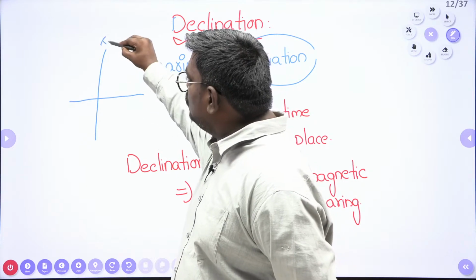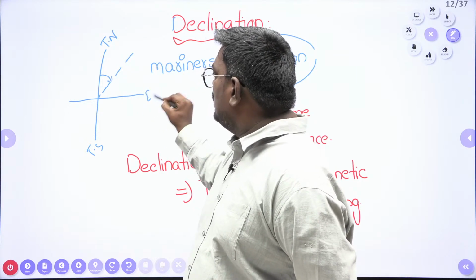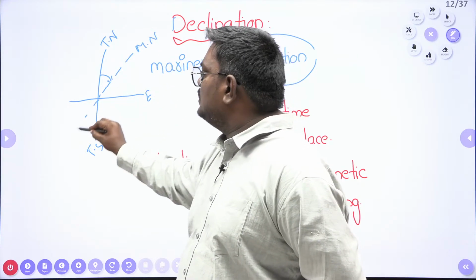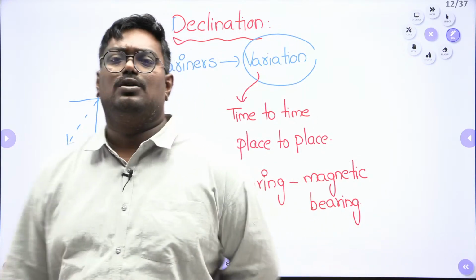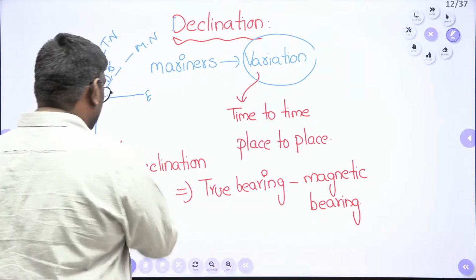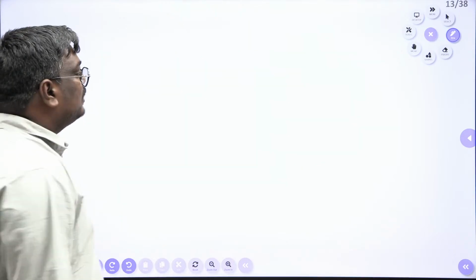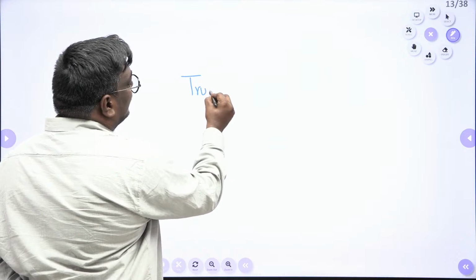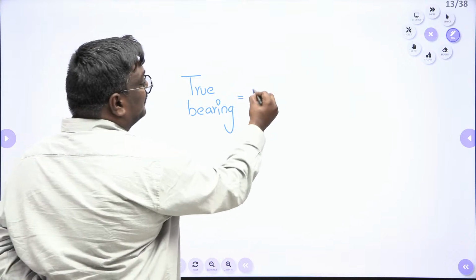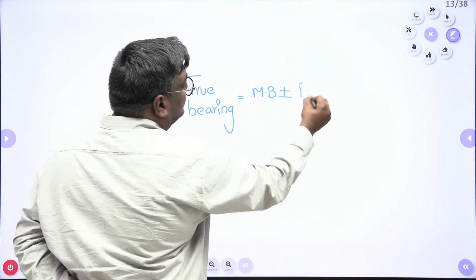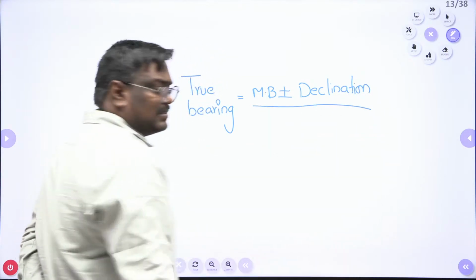If I assume this as true north and this as true south, there is a declination towards eastward, and we call this as magnetic north and this as magnetic south. This term delta can be taken as a declination towards the east side. So remember, my dear students, declination can be taken as true bearing minus magnetic bearing. And true bearing can also be written as magnetic bearing plus or minus declination.